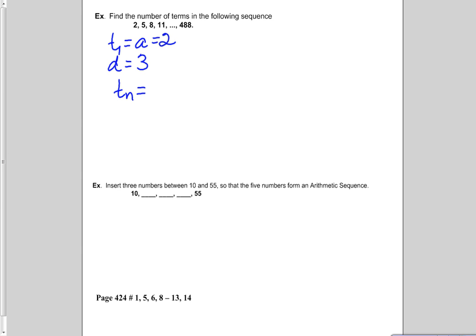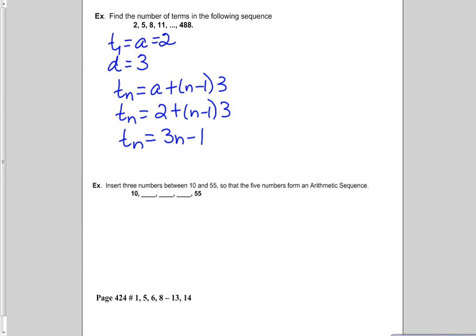Tn comes from the initial value plus n minus 1 times the common difference of 3. My general term is the number 2 plus n minus 1 times 3. Well, that's as good as I can get it. I guess I could have a little tidy up if I wished, but Tn equals 2 plus 3n minus 3, so 3n minus 1. I want to know what number of terms would get me all the way to 488. So if I substitute 488 for Tn, I can solve for n and find out which term has the value of 488.